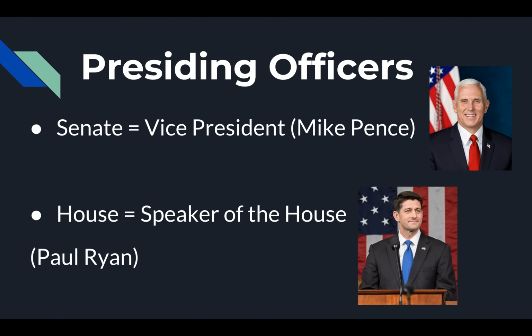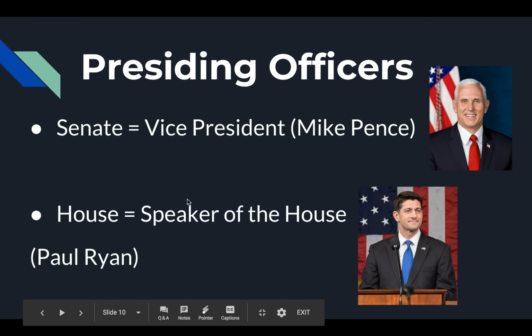So each side of Congress kind of has a person that leads them called their presiding officers. So in the Senate, it's always the vice president, and right now that is Mike Pence. There's a picture of him. And then in the House, this is elected by the people within the House. They elect their Speaker of the House to be their leader, and right now that person is Paul Ryan.